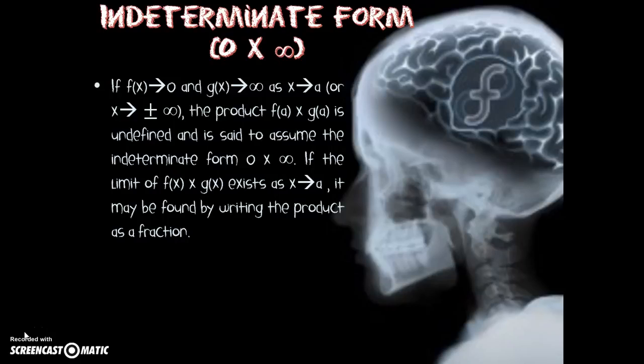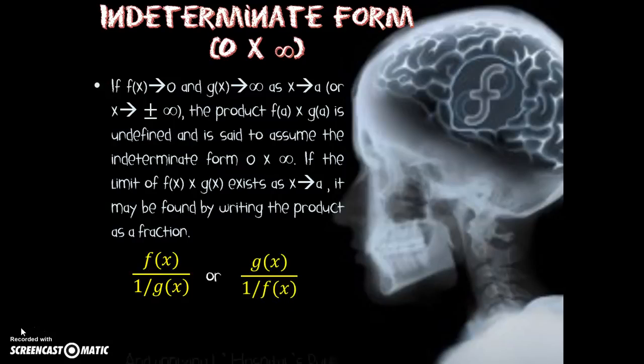If the limit of f of x multiplied by g of x exists as x approaches a, it may be found by writing the product as a fraction, f of x over 1 over g of x, or g of x over 1 over f of x, and applying L'Hopital's rule. To further understand the indeterminate form of 0 multiplied by infinity, here are some examples.